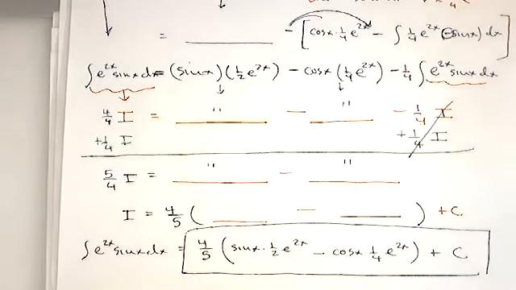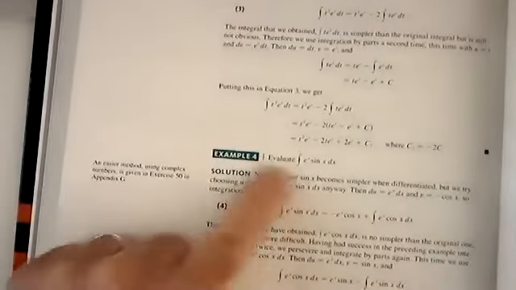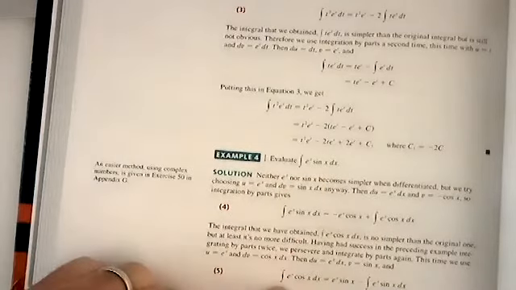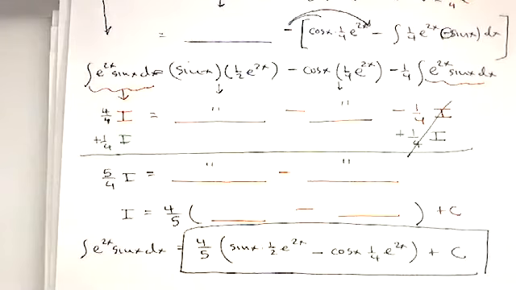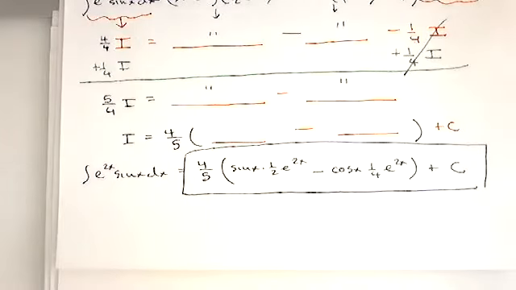If it was just e to the x times sine of x, which I think is what example 4 literally is. Let me check, yeah. This is the book here. Example 4 is just e to the x times sine of x. That one plays out pretty quickly. And I could totally see that being a quiz or a test question.